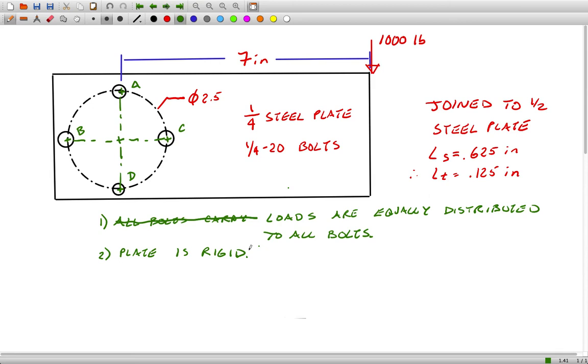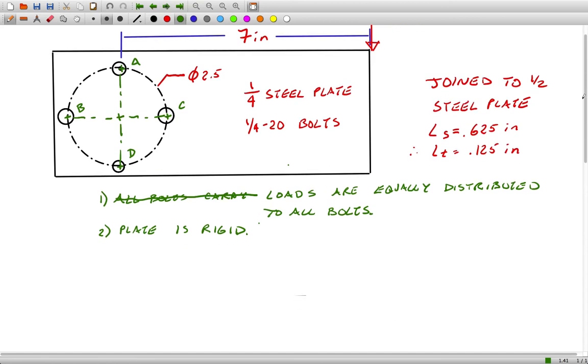The second one is that the plate acts rigidly, and that is that as the load is applied, the plate itself doesn't flex internally. If you took into account plate stiffness, you'd find that different bolts in a pattern would carry different proportions of shear, but we're going to say that's just not the case. Now, this assumption primarily works when the bolt pattern is equally spaced. These two things work together and the shear components are the same.